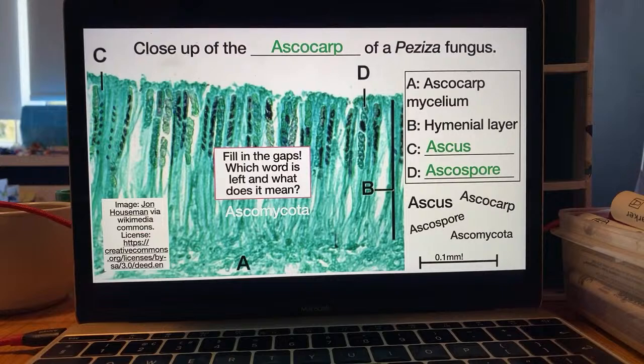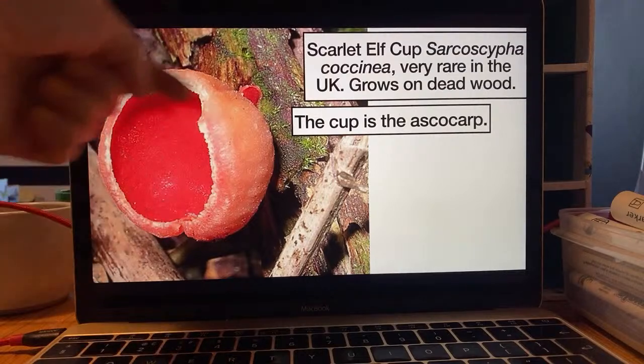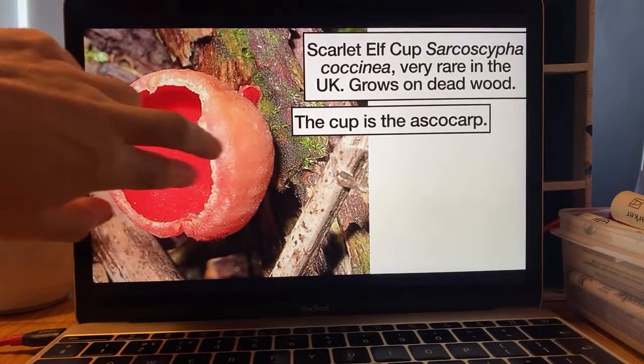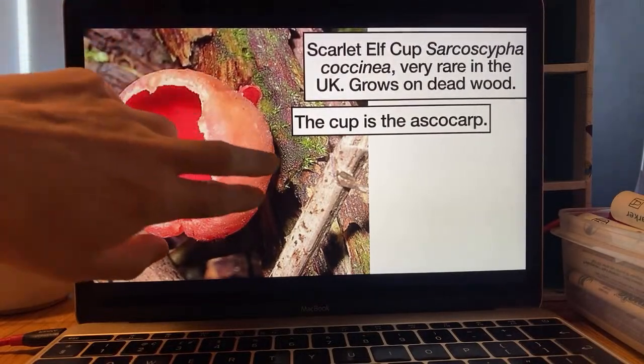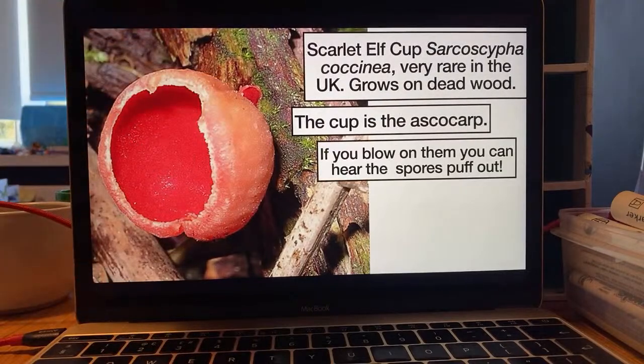Right, should we move on? Should we actually look at some pictures of cool mushrooms? Yes, I know. So, here is a scarlet elf cup. It's very rare in the UK. Get excited if you see a scarlet elf cup. The actual cup here is the ascocarp. So if you could look closely, you'd see lots of little asci all mixed up with the mycelium around here.